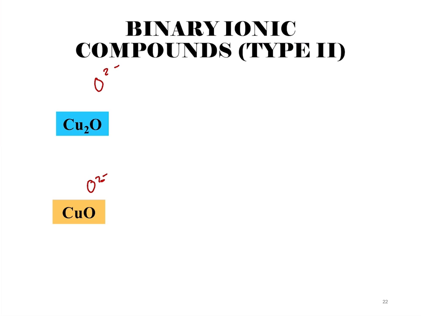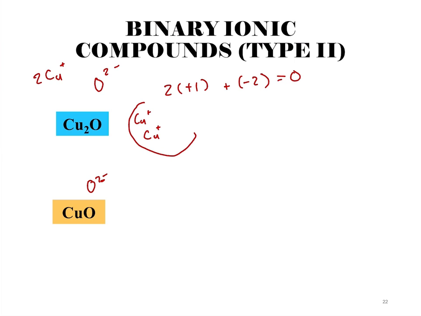Plus 1, right? So you need 2 copper plus 1s, because we have 2 times plus 1 plus negative 2 equals 0. That's what gives us our neutralization of the charge. If we think about the actual compound, we have copper plus 1, copper plus 1, and we have an oxygen 2 minus. We're just trying to determine how many little copper plus 1s we have there.